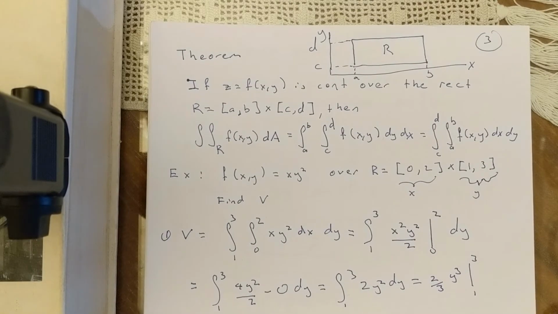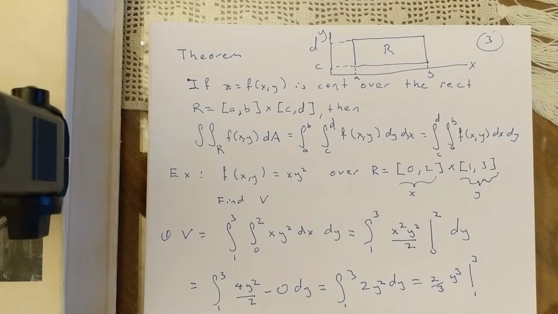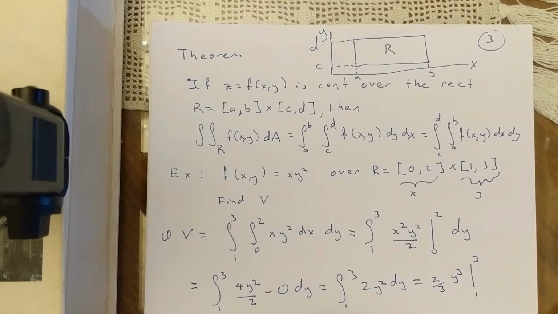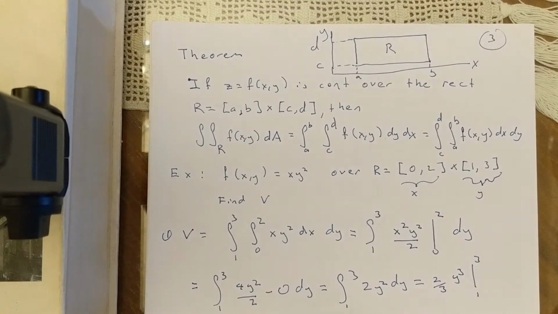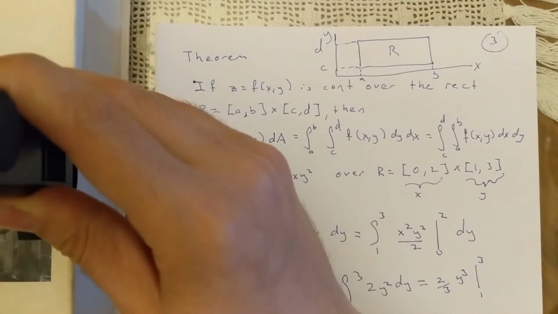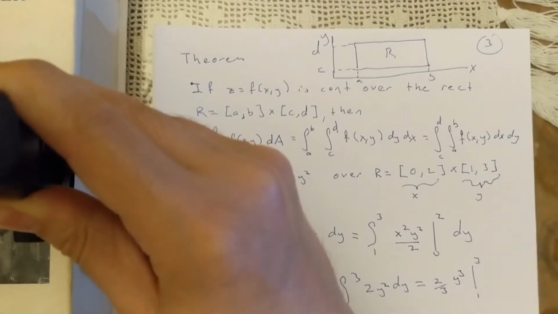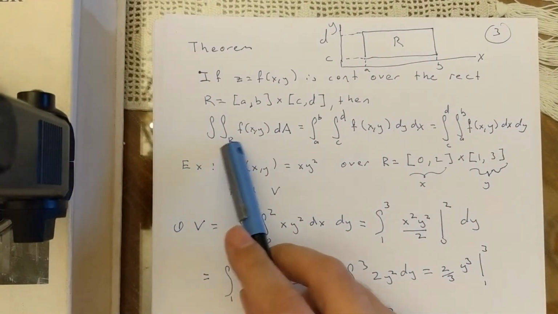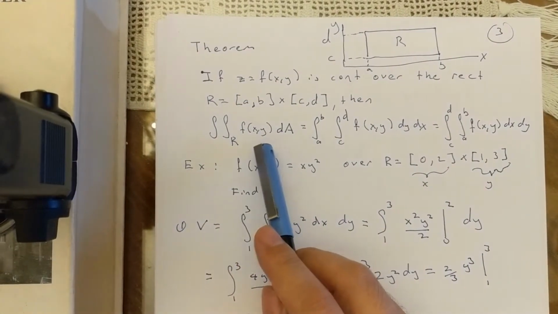Alright folks, we're back with more double integrals. Last time we were trying to find the volume of a surface over a rectangular region, okay? So we got a formula for it, a symbolic formula that wasn't much good to us if we were trying to calculate, okay? And that was the following. We got that the volume is supposed to be equal to this double integral, whatever that means.